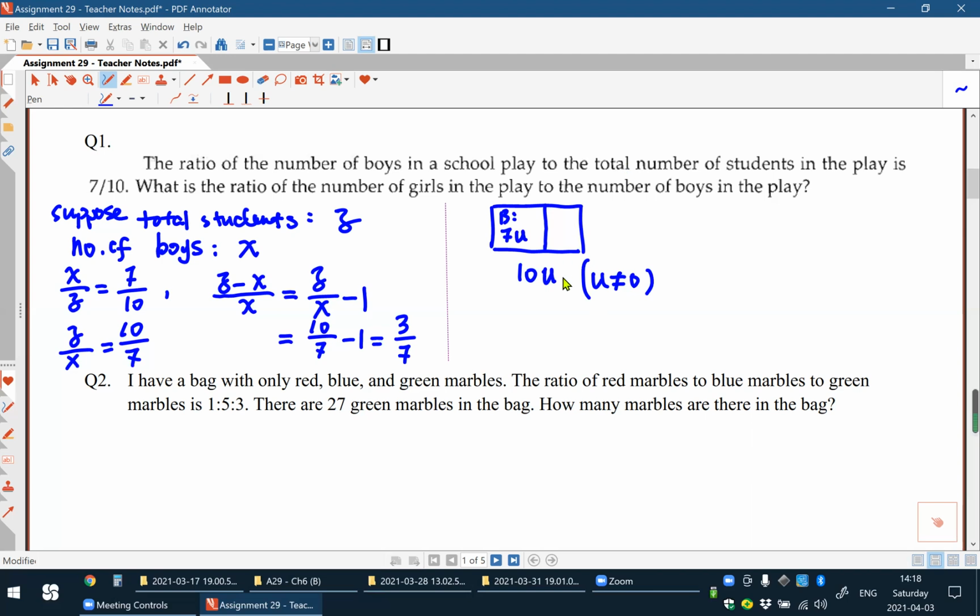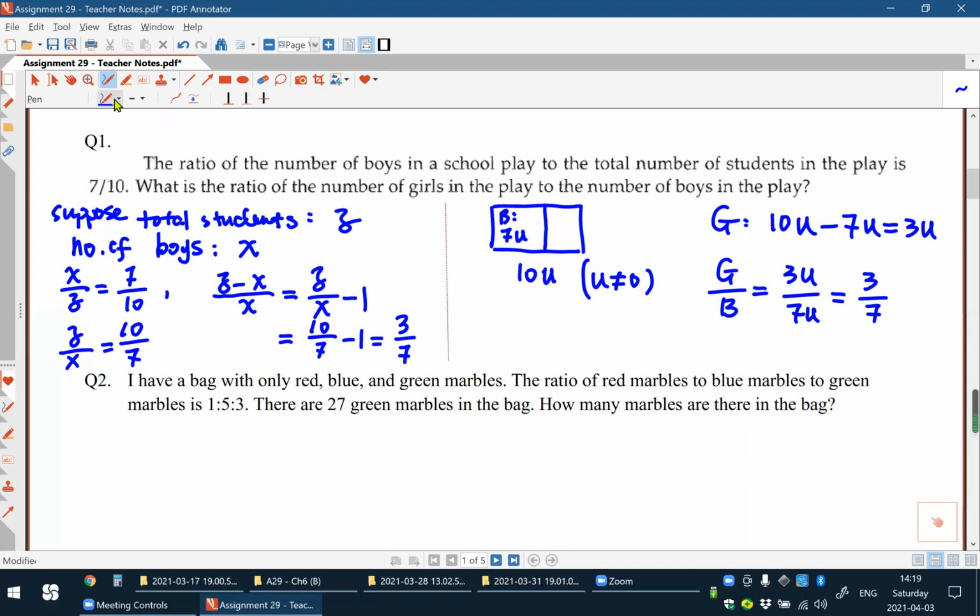Okay, if the total number of students is 10U, then boys must be 7U, right? Only in this way is the ratio of boys to the total number of students 7 over 10. So the number of girls is 10U minus the number of boys, which is 7U, which is 3U, right? So the number of girls over the number of boys is 3U over 7U, which is 3 over 7, right? So this result is the same as what we got in the first method.